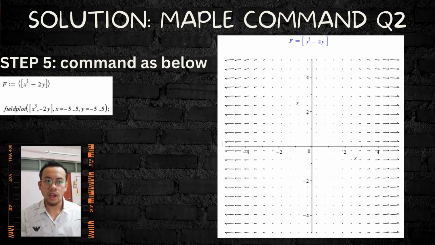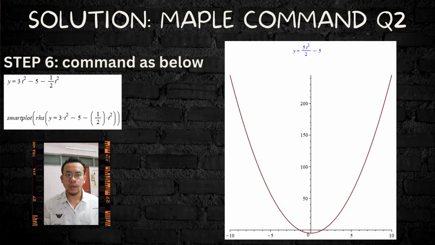Next is step 5, where we use the command f equals x³ minus 2y. Our next command is field plot so that the equation will show its plot. Next is step 6. We use the command y equal to t² minus 5 minus 1 over 2 t², the same as our question, and we use implicit plot to show the plot of the equation.